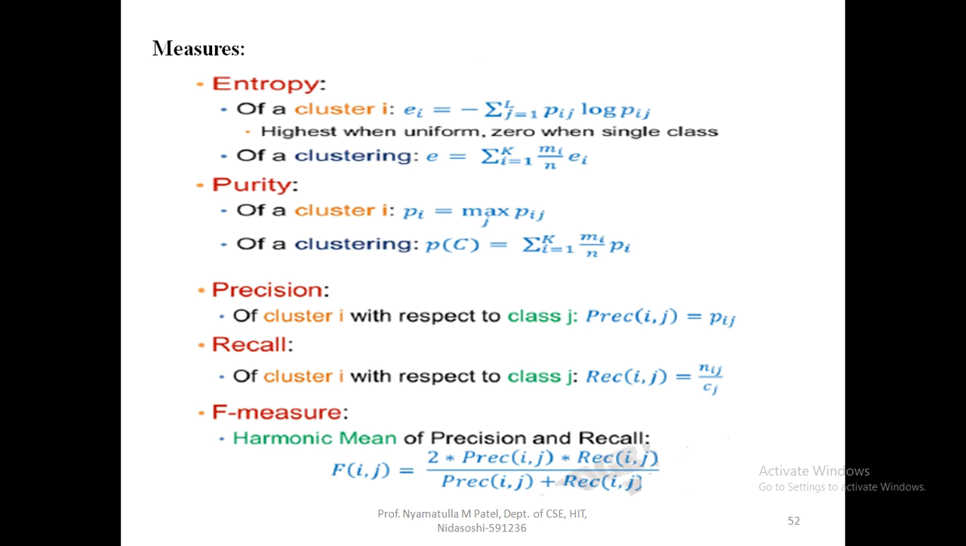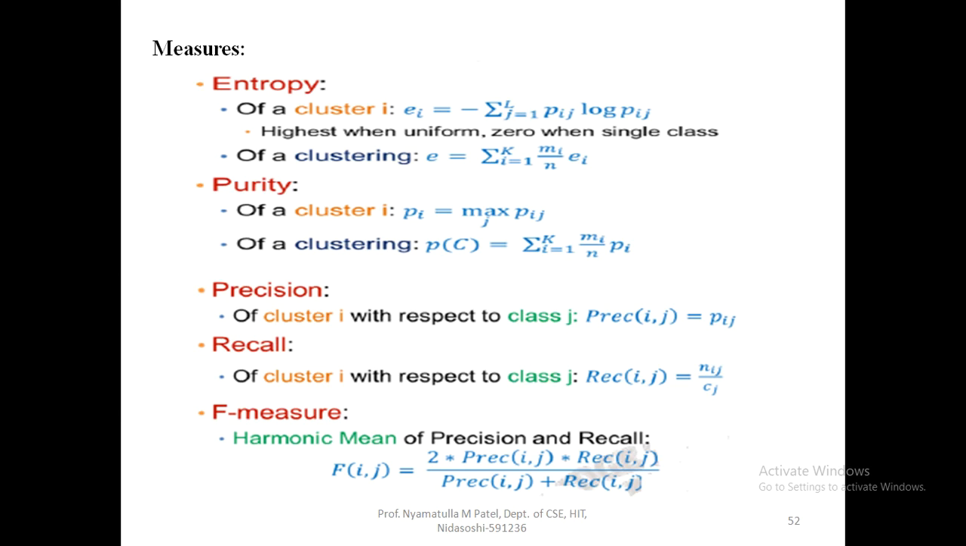Entropy of a cluster and entropy of a clustering. Entropy of a cluster, only one cluster, E of i is equal to minus summation j equals 1 to L of P of ij log P of ij. It is highest when uniform and 0 when single class. So, if it is 0, all the points belong to a single class.